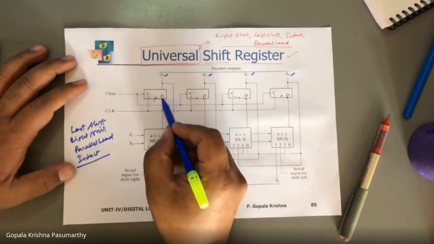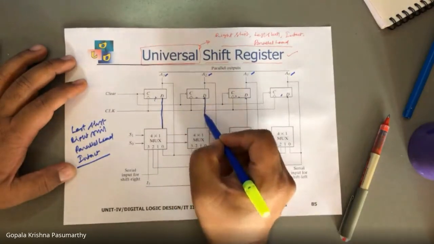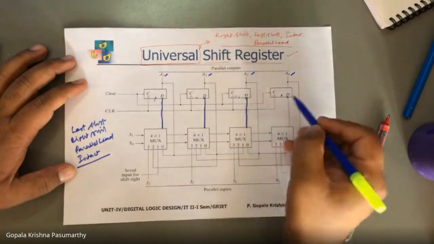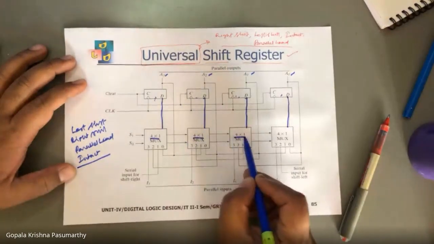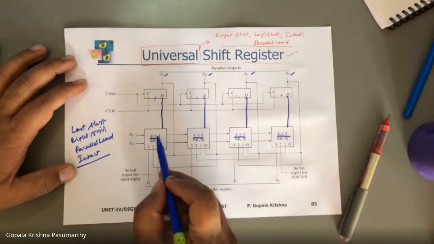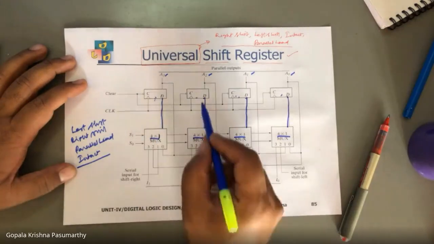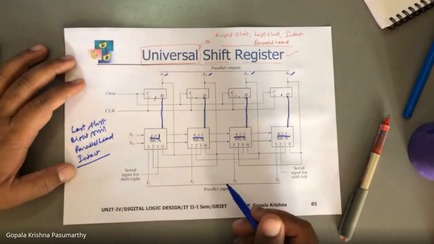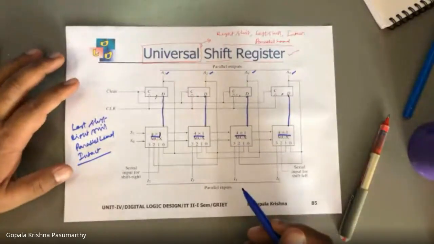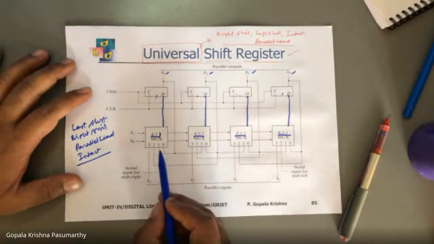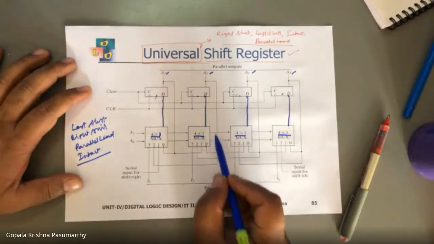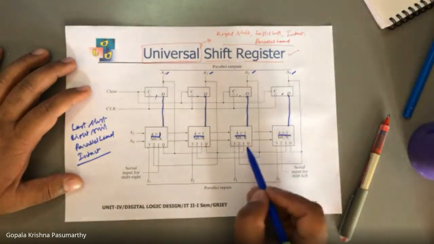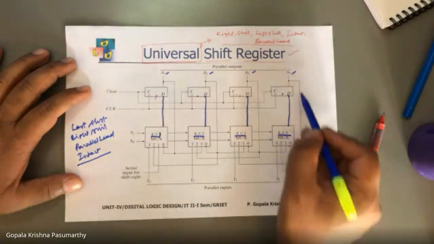The inputs of every flip-flop are coming from a multiplexer. Every flip-flop input is connected to a multiplexer. Every multiplexer is of size 4/1, which means there will be 4 inputs and 1 output. Now you see the 4 inputs of this multiplexer. The zeroth input is coming from A3. This zeroth input is coming from A2. This zeroth input is coming from A1. This zeroth input is coming from A0.